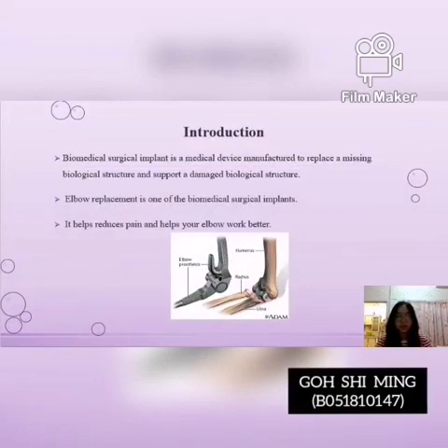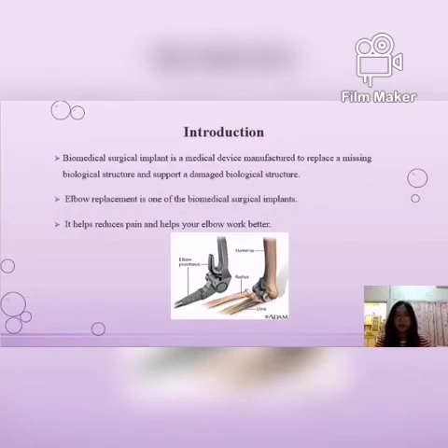A biomedical surgical implant is a medical device that is manufactured to replace a missing biological structure and support a damaged biological structure. The elbow replacement is one of the biomedical surgical implants. It can help to reduce pain and help your elbow work better. This is the figure of elbow replacement.